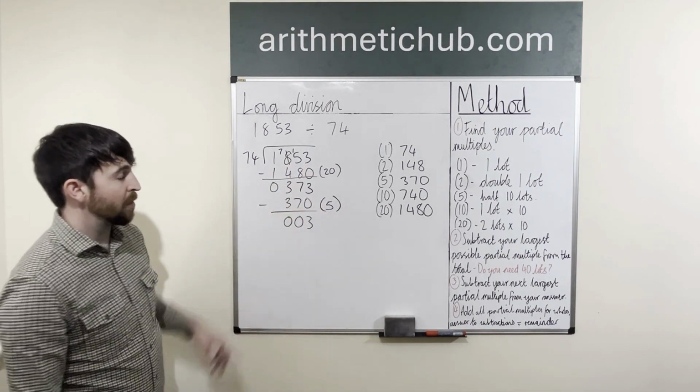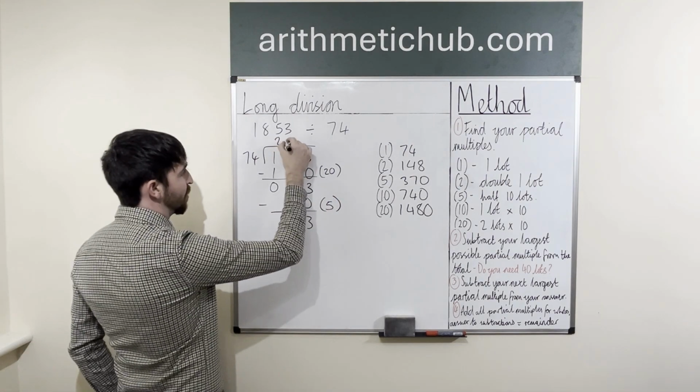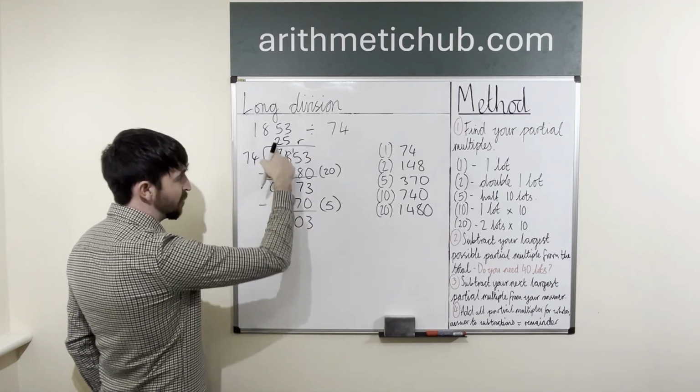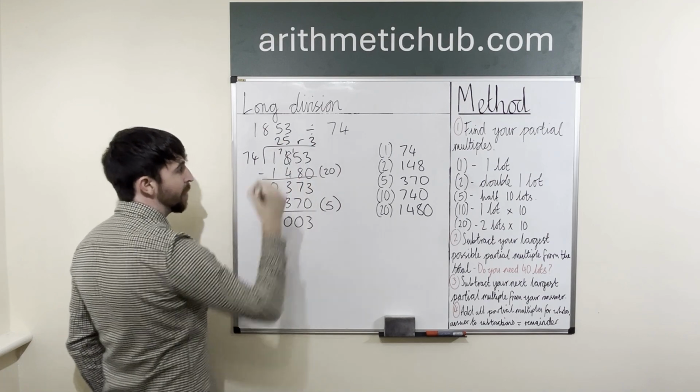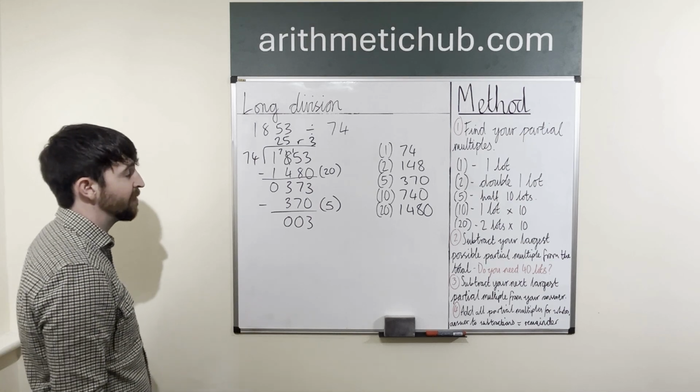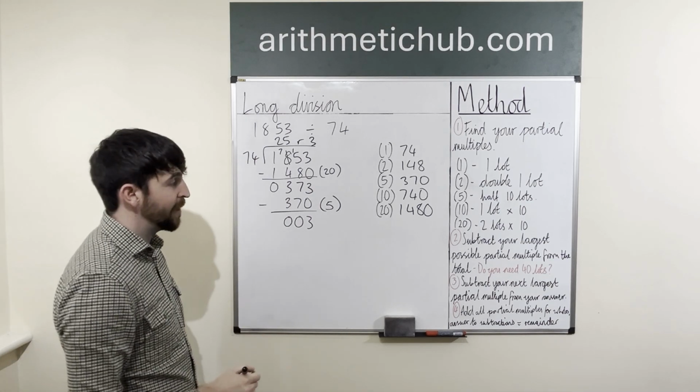So if I add these two up, that's going to give me 25. My remainder is at the bottom here. So my answer will be 25, remainder 3. So my answer to 1,853 divided by 74 will be 25, remainder 3.